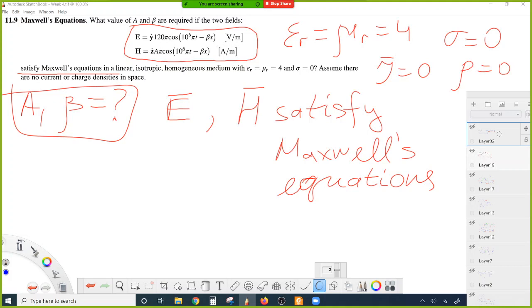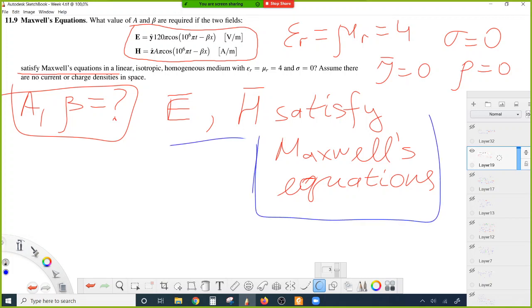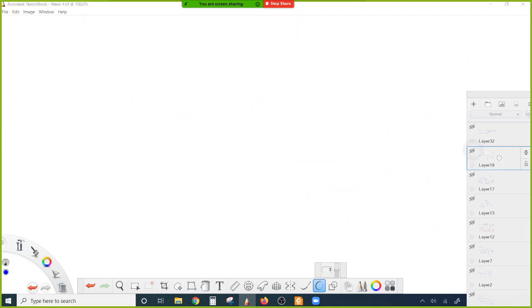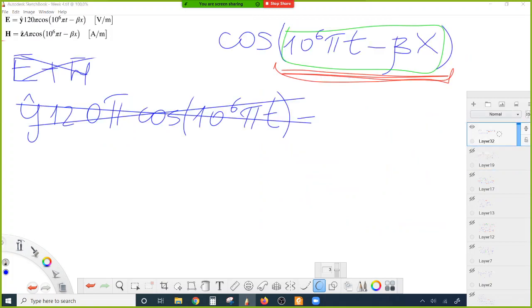Here it is saying what value of A and B are required if the two fields satisfy Maxwell's equations. These two fields satisfy Maxwell's equations. You need to look to Maxwell's equations and find the right ones to use.